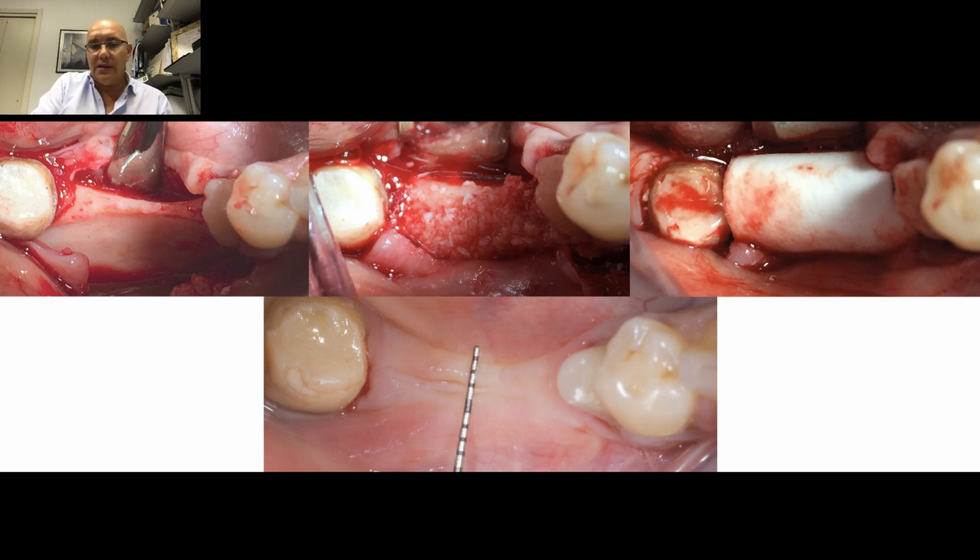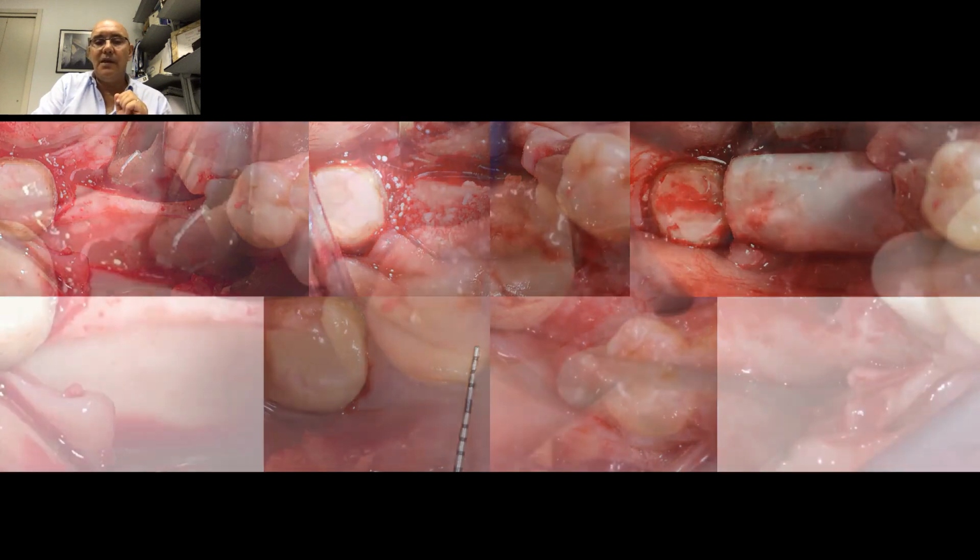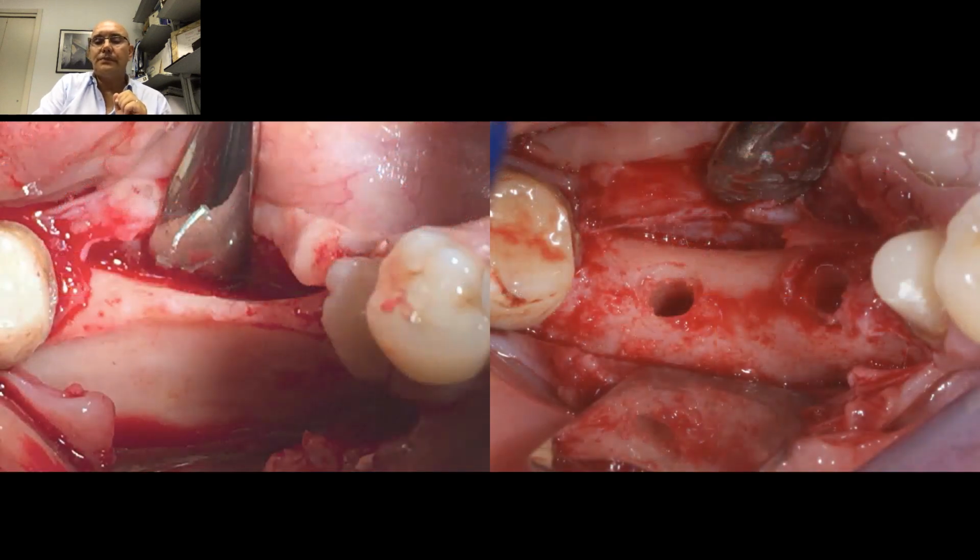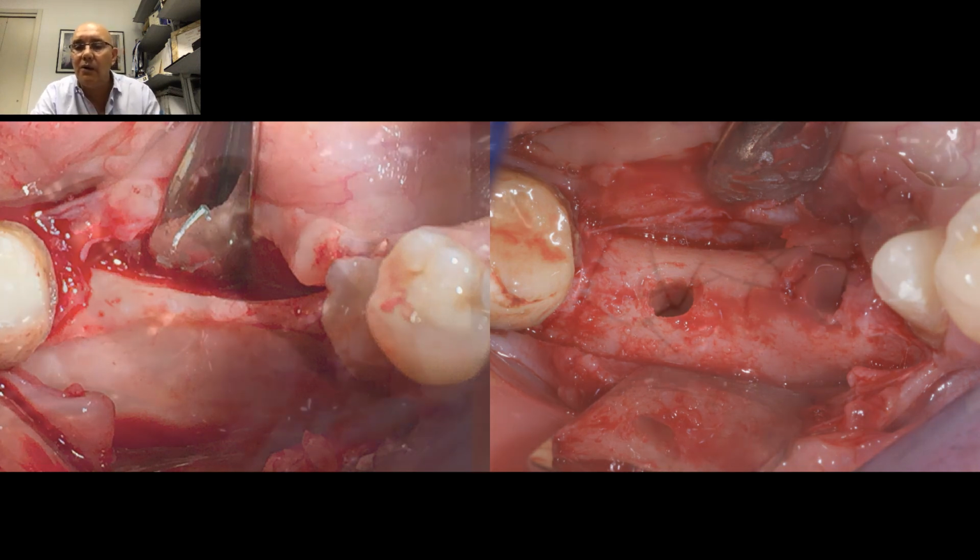So you can see that after 8 months, things look very, very good. And when we re-enter the case, I was able to drill for 4.2 millimeter implants, and you see how much of the bone we have now, and you cannot detect the difference between the new bone formed with the lamina and the old bone that we had there.